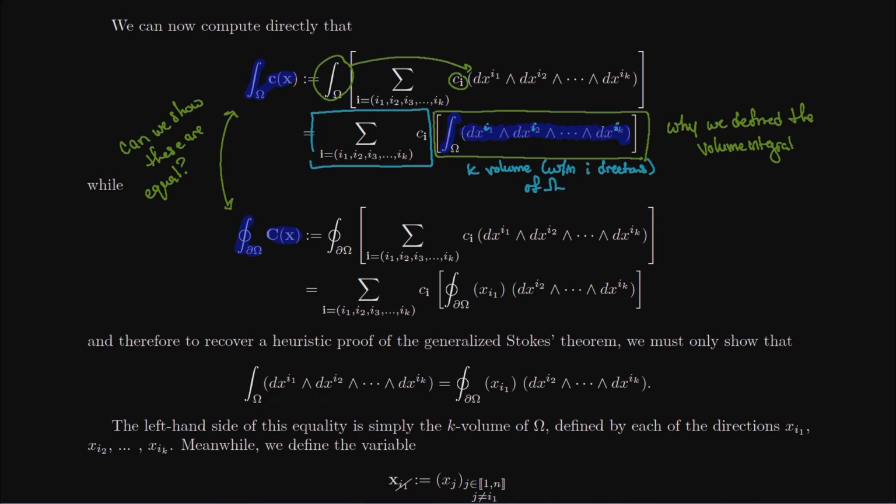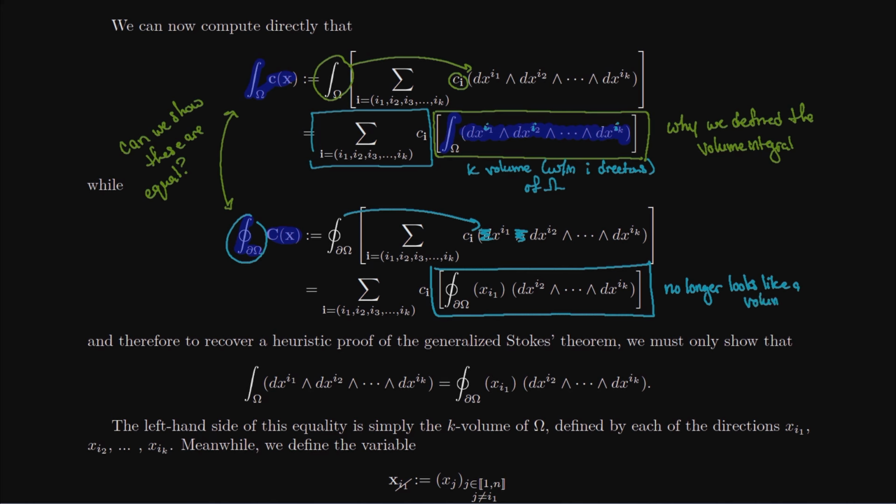What we have on the boundary here, if I compute the boundary of the primitive, I can still take my integral and I can pull that integral through to the constant terms. I've got a little typo here. This should, of course, be that. But I can pull the integral through the constant terms, and now we have this integral, which no longer looks like a volume integral. But we will show that it still computes the k volume.